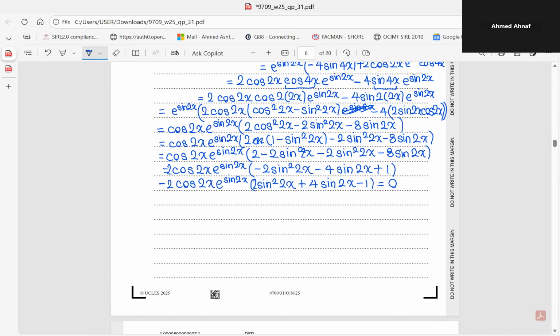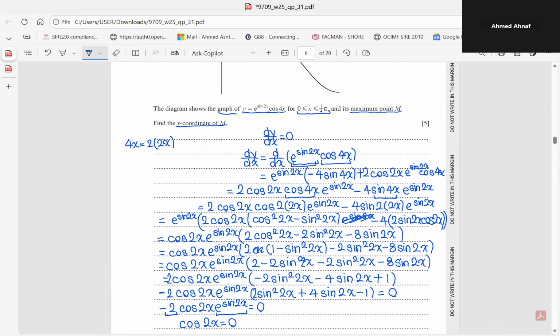So let's equate both factors to 0. So minus 2 cos 2x times e to the power of sine 2x equals 0. We can divide off minus 2 and e to the power of sine 2x, since e to the power of any number cannot be 0. So we're just left with cosine 2x equals 0.